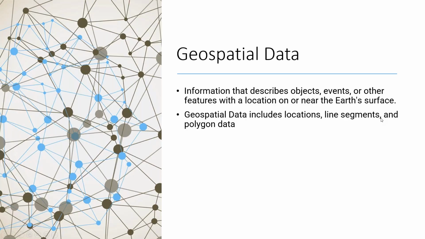Geospatial data is a term you may have heard before, or maybe this is the first time you've heard it. It's information that describes objects, events, or other features with a location on or near Earth's surface. On Earth's surface would be an address. Near Earth's surface might be a satellite in orbit. And that data isn't just a location or an elevation. It can be line segments, so think routes. It could be polygon data, so maybe the perimeter of a city or town or a country. And all this information can be stored in a database and queried.